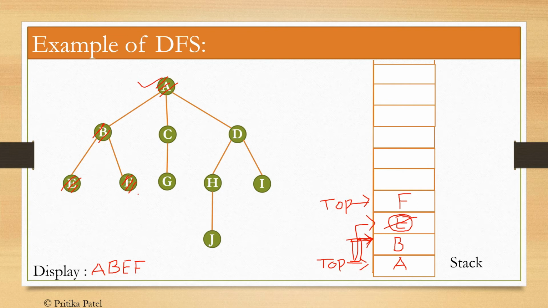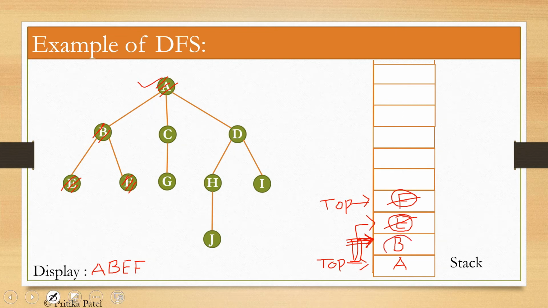So the else part is to pop the top element of the stack. From here we have to pop this F, right? So now B becomes the top of the stack. Again check whether the top of the stack has any adjacent unvisited vertex. No. B has no other adjacent unvisited vertex, right? So again the else part is executed and we pop the topmost element of the stack.